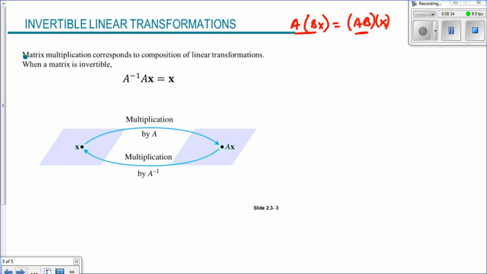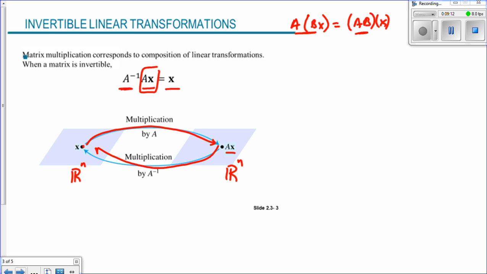So now if a matrix is invertible, that means that A inverse times AX would just simply be X. Geometrically, what that's saying is that if we start with an X over here, this is the domain, and over here would be the codomain. Multiplying X by A takes us to an element in the codomain, the image of X, which would be AX. But now the inverse just goes backwards. The inverse always goes from the codomain back to the domain, so it would be coming back this way.